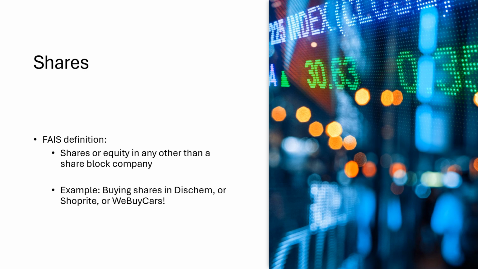So shares. In general conversation, I think we always say, oh, I should have bought shares in Coca-Cola 20 years ago, or I should have bought shares in this or that. So shares, according to FAIS, is shares or equity in any other than a share block company. A share block company is a private group investment arrangement. And our example here is buying shares in Dischem or ShopRite, or We Buy Cars because they recently joined the JSE or the stock market.